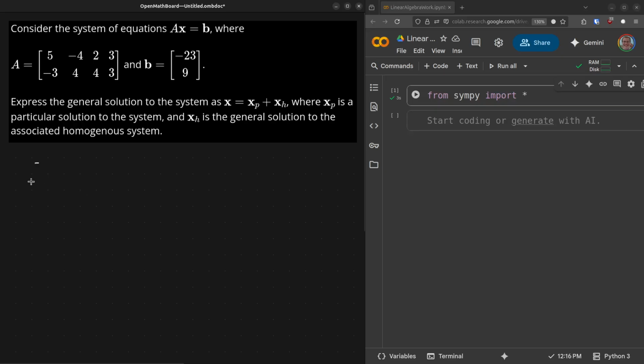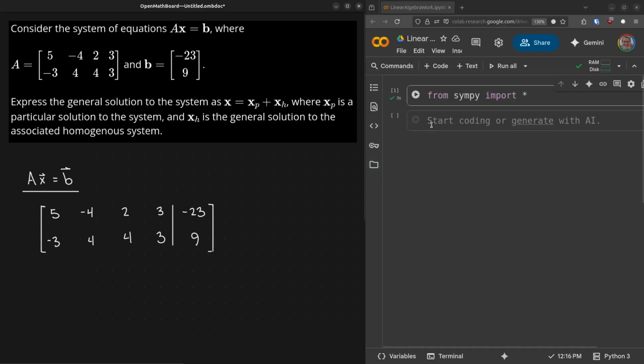Let's be very clear here. We are dealing with the non-homogeneous system. So let me label it Ax equals b. So we know we're dealing with the non-homogeneous system here. 5, -4, 2, 3, -3, 4, 4, 3. And then in the augmented part, vector b, -23, and 9.